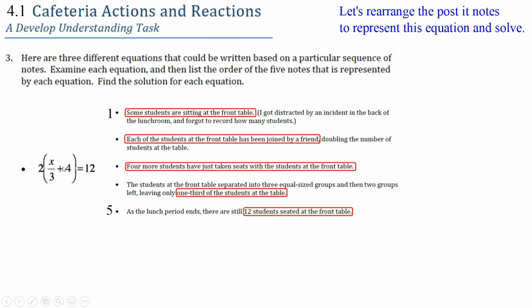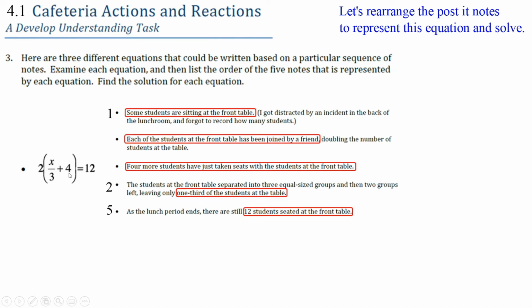And then we've got to look at this expression over here on the left to determine what this expression means for the order of these notes. So what did we do to the x first? We divided by 3. So which bullet is division by 3? I think it's this one here. The students at the front table separated into 3 equal sized groups, and then 2 groups left, leaving only 1/3 of the students at the table. So this becomes our second bullet now. And then what did we do to the x over 3? We added 4.